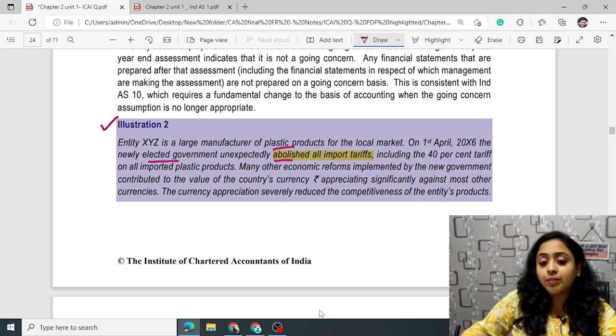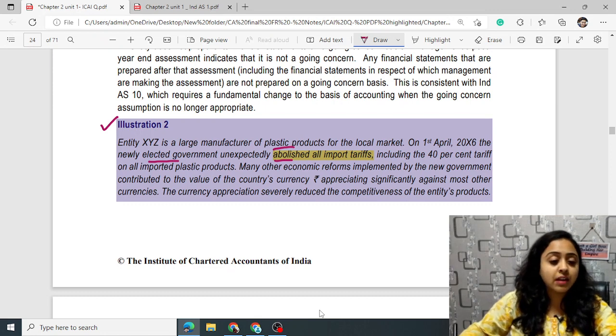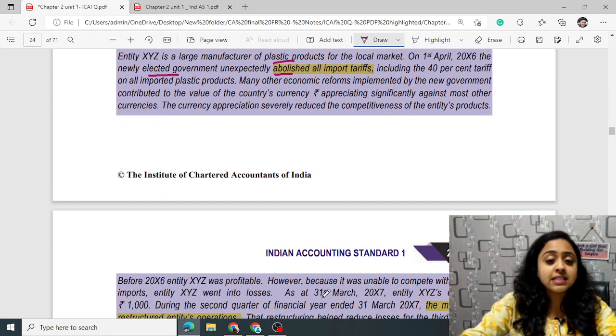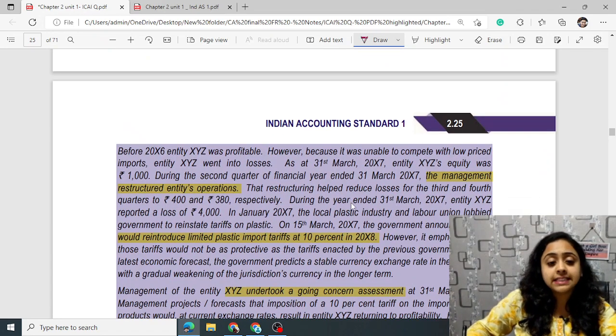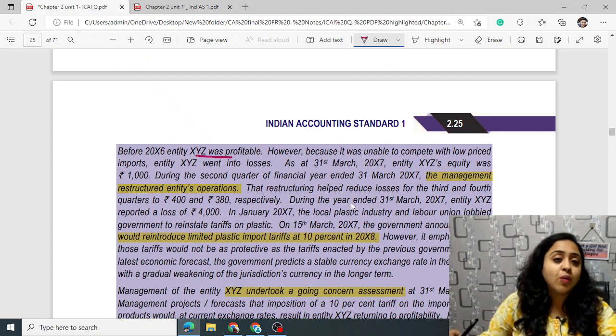Many other economic reforms implemented by the new government contributed to the country's currency, the rupee, appreciating significantly against most other currencies. The currency appreciation severely reduced the competitiveness of the entity's products. Before 2006, entity XYZ was profitable. What is the story? XYZ used to be profitable.